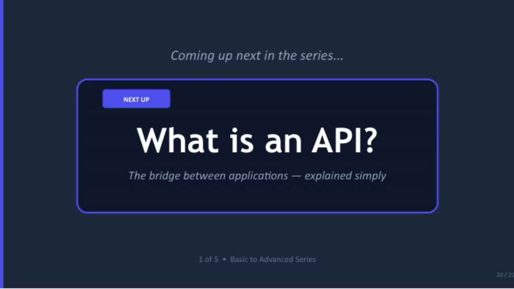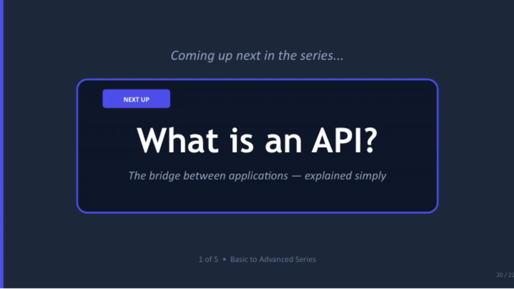Now, moving on to slide 20 out of 22, which is part of our Basic to Advanced series. Here, we're focusing on the idea of the bridge between applications, and I want to explain this in a simple way. So, what exactly is an API? Think of an API, or Application Programming Interface, as a set of rules that allows different software applications to communicate with each other. It's like a bridge that connects different systems, enabling them to share data and functions seamlessly.